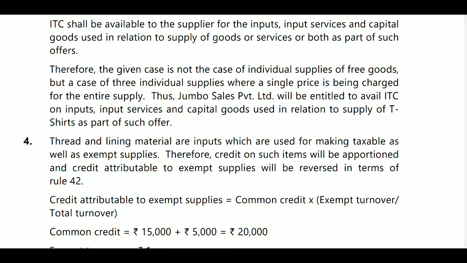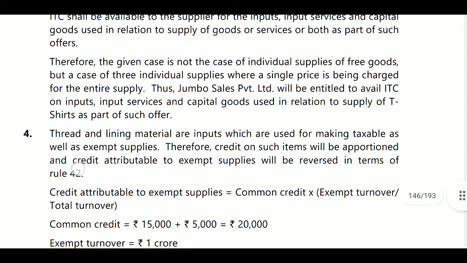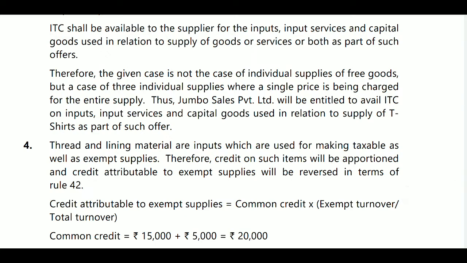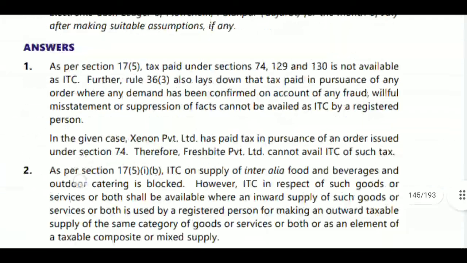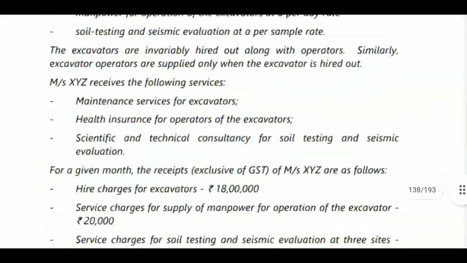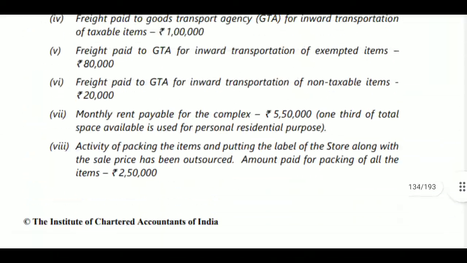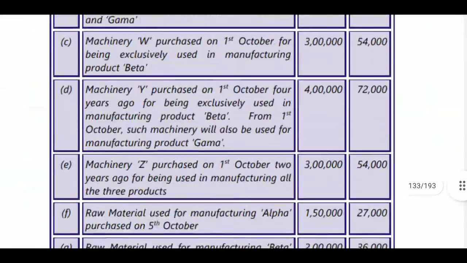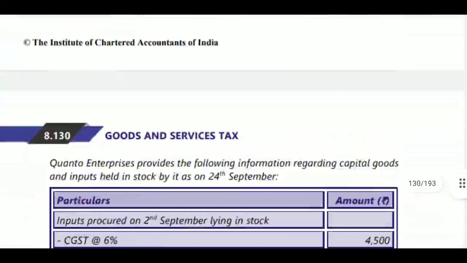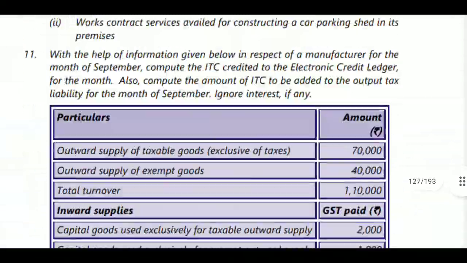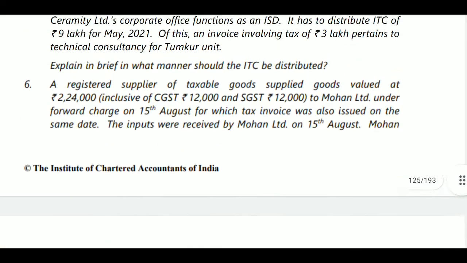Therefore, in the given case, it is not a case of individual supplies of free goods, but a case of three individual supplies where a single price is being charged for the entire supply. Thus, Jumbo Sales Private Limited will be eligible for ITC on input services, input goods and capital goods used in relation to providing those t-shirts as part of their business or as part of their offer. So they are eligible for claiming the ITC. There is no restriction for claiming the ITC.